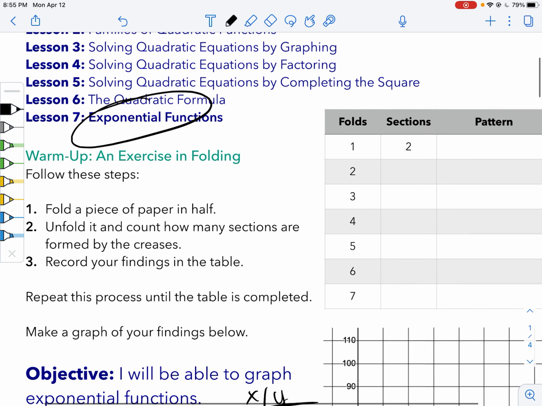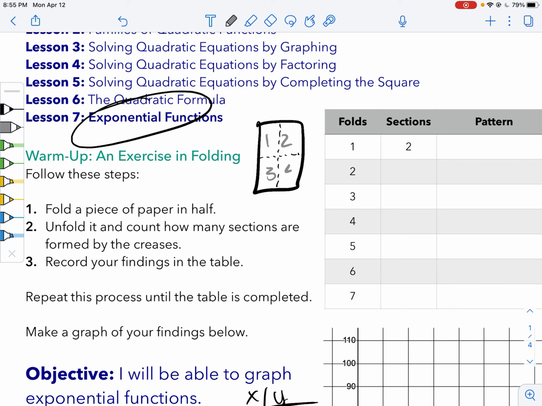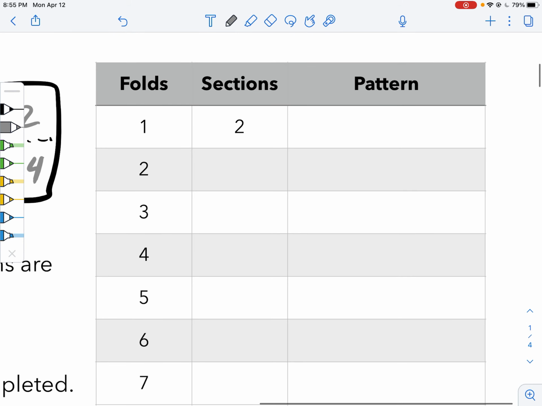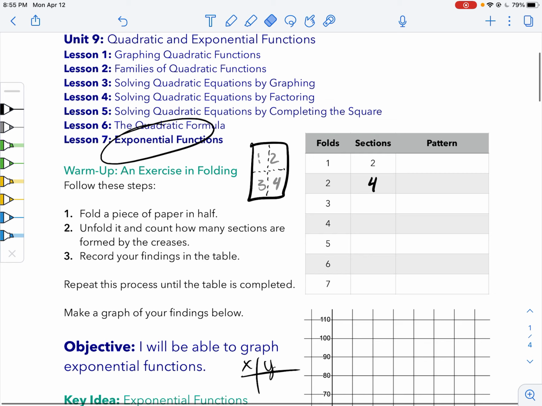After you unfold it, so you've got your piece of paper, you fold it in half. Now you have two sections. 1, 2. Now fold it in half again. This is your second fold, and now you have 1, 2, 3, 4 sections. So after 2 folds, you have 4 sections. Now fold it in half again.